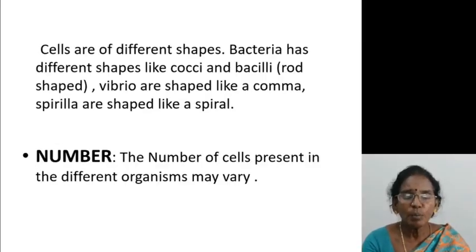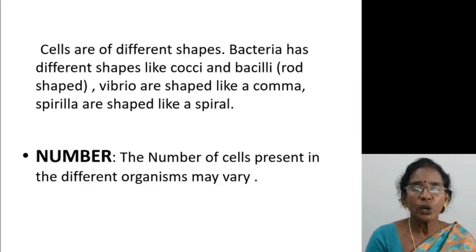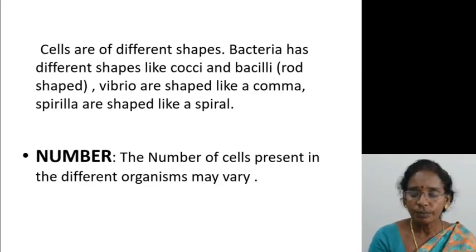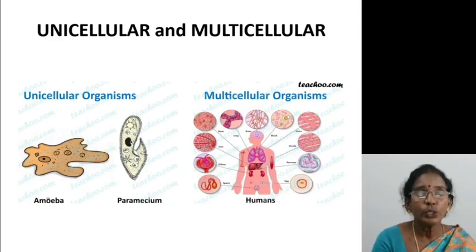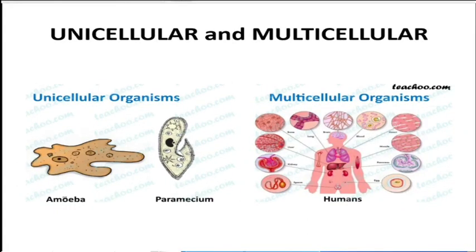Now let us see the number of cells. The number of cells present in different organisms may vary. Now, what is unicellular? Some organisms are made up of a single cell, that is called unicellular. Organisms such as amoeba, chlamydomonas, bacteria and yeast are unicellular. Then what is multicellular? Multi means many. Some organisms are made up of a few hundreds to millions of cells. They are called multicellular organisms. Organisms such as Spirogyra, mango and human beings are multicellular.